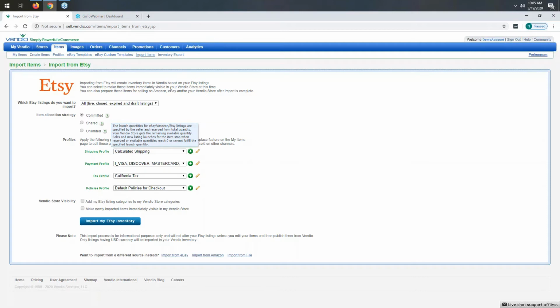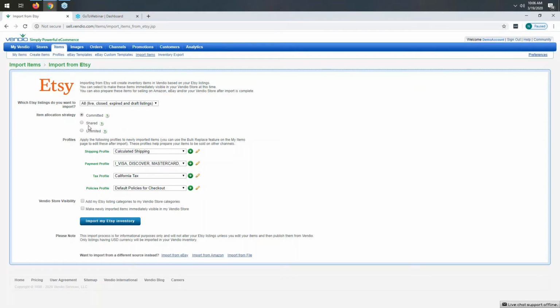So for example, let's say that you have a quantity of 10 items and you're selling on both Etsy and eBay. Then you might specify a quantity of 5 for eBay and a quantity of 5 for Etsy. Then let's say that one of those items sells on eBay. Your eBay quantity would be reduced to 4 and your Etsy quantity would remain at 5.